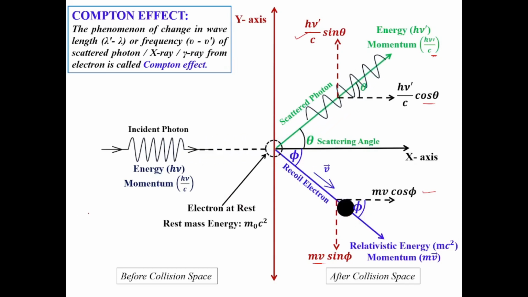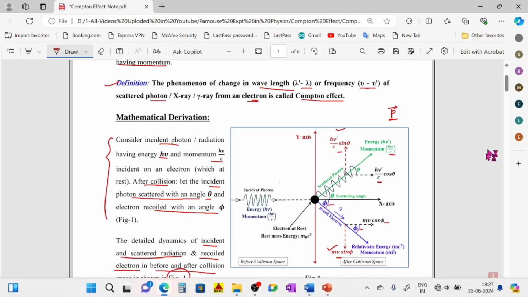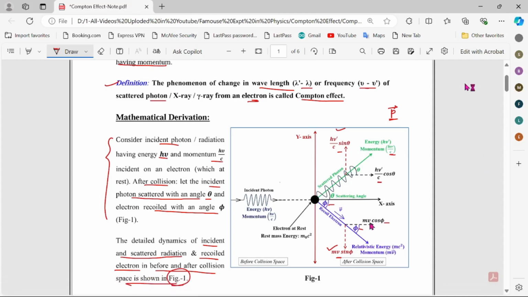So here we found this is your x component of momentum of scattered photon, this is your y component, this is your x component of electron momentum, and this is your y component of electron momentum.